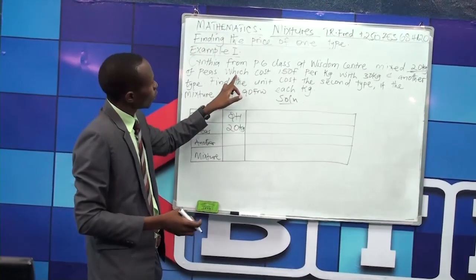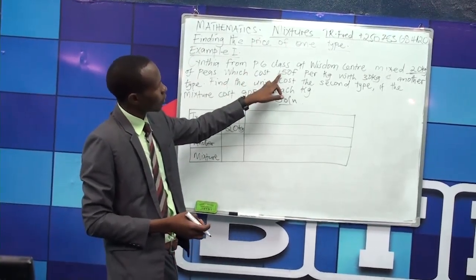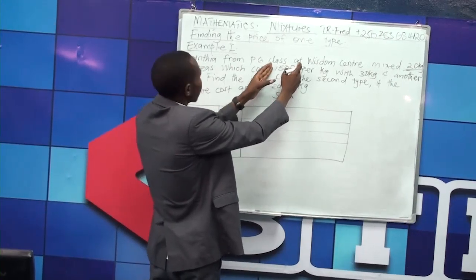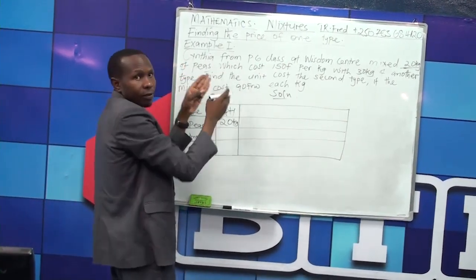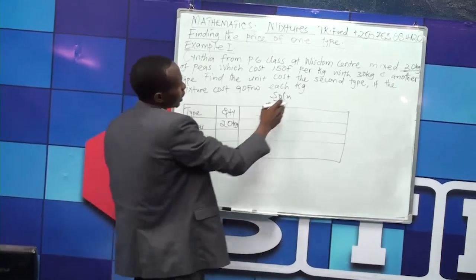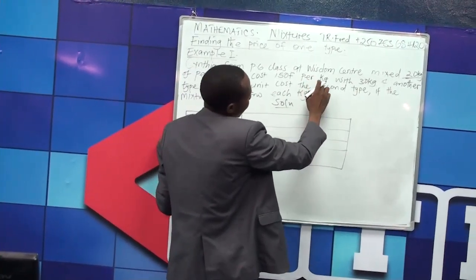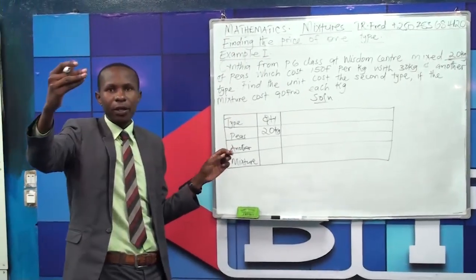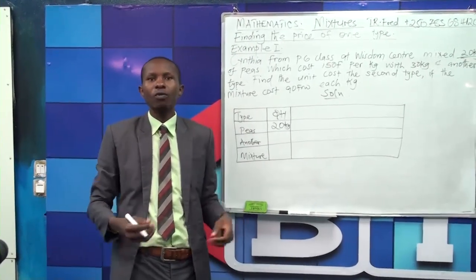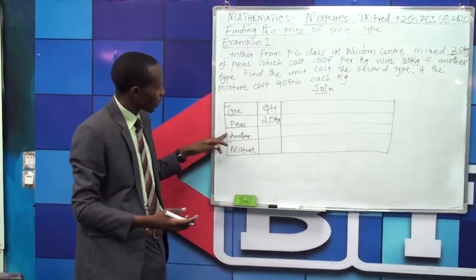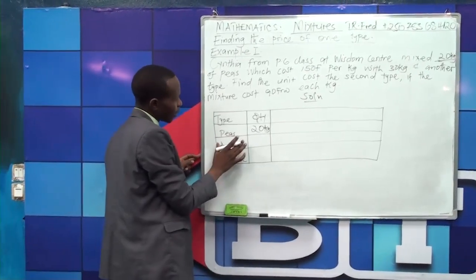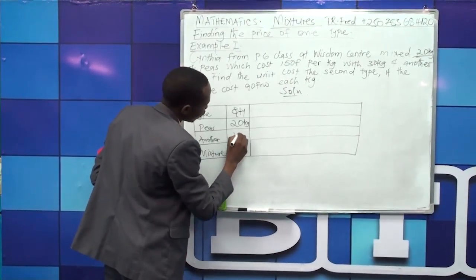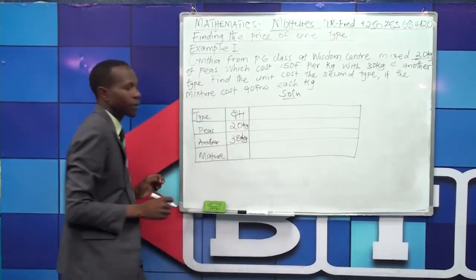They said which costs 150. So they are saying here, when you look at this, they have given us the unit price of piece. Then we continue per kilo. They said with 30 kilograms of another type. So they mixed with 30 kilograms of another type, and that 30 kilograms will be identified as the other type. So I'll come here and identify it as 30 kilograms.